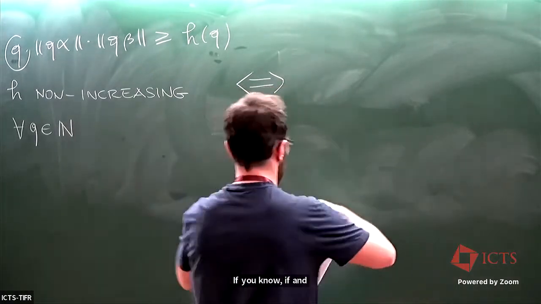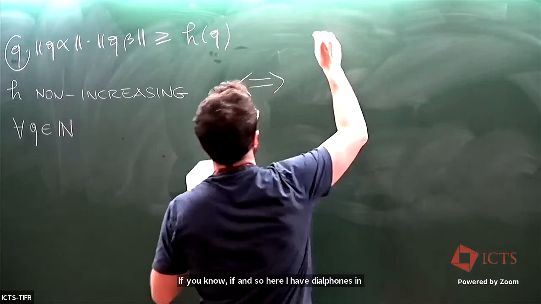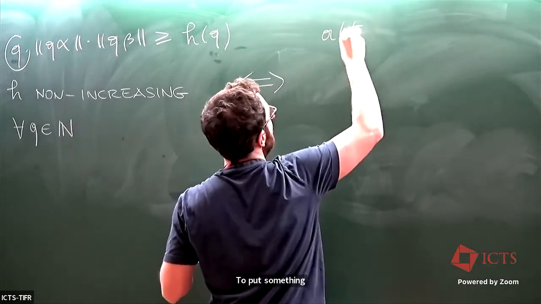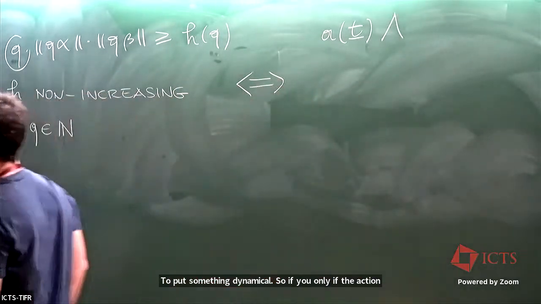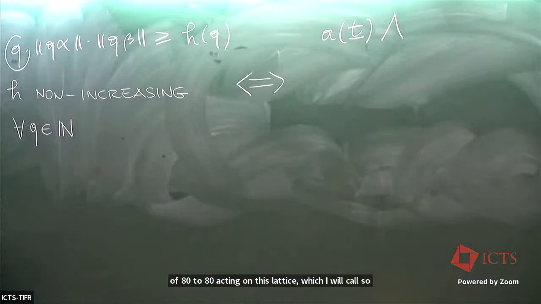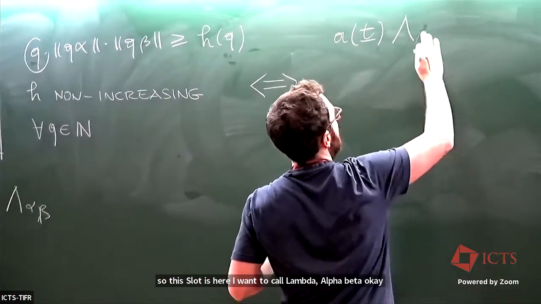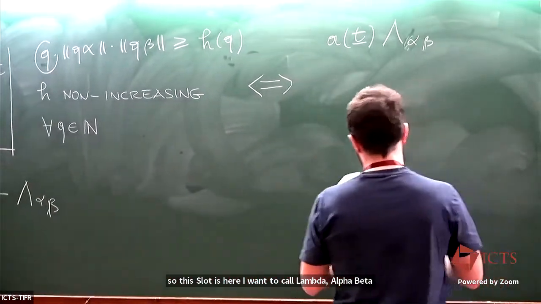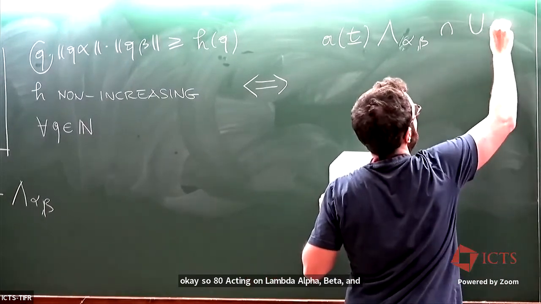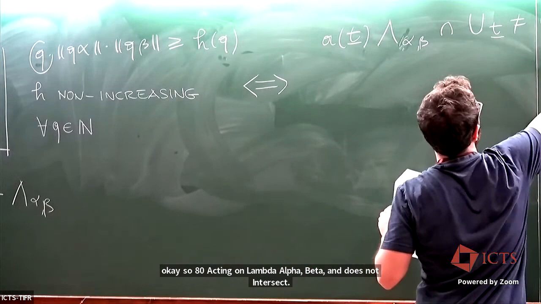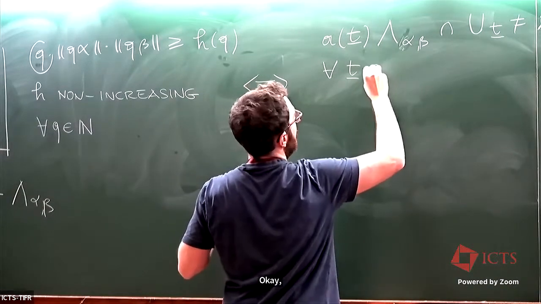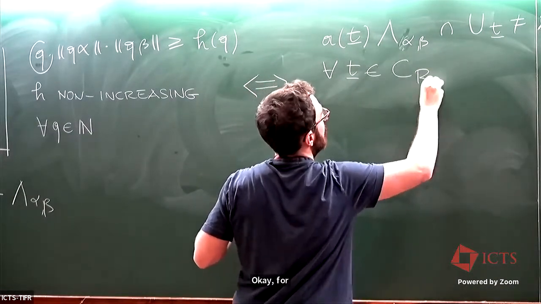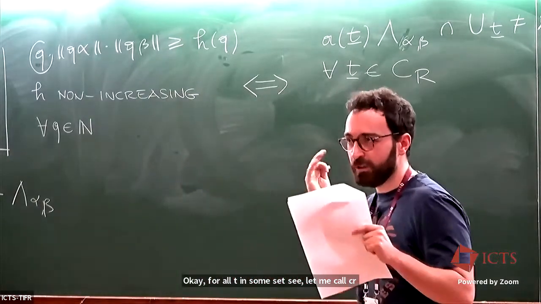So here I have Diophantine approximation, here I have to put something dynamical. So if and only if the action of AT acting on this lattice, which I will call lambda alpha beta, does not intersect some neighborhood of infinity, which I will define in a moment, for all t in some set C, let me call C_R. So there's a lot of notation here. I will explain in a second.